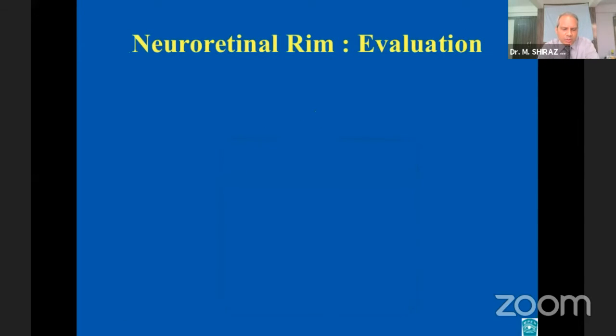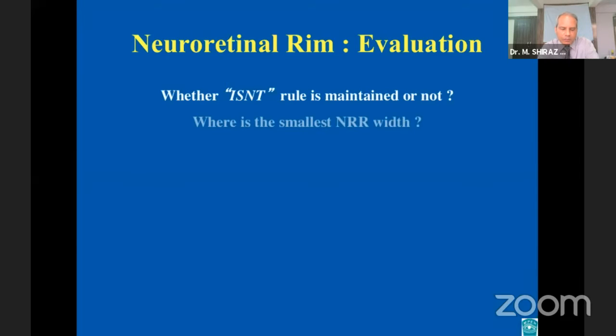So when one starts to examine the neuroretinal rim, three questions need to be addressed. First, whether the ISNT rule is maintained or not. Second, where is the smallest NR width? And finally, whether NR loss is focal or diffuse.